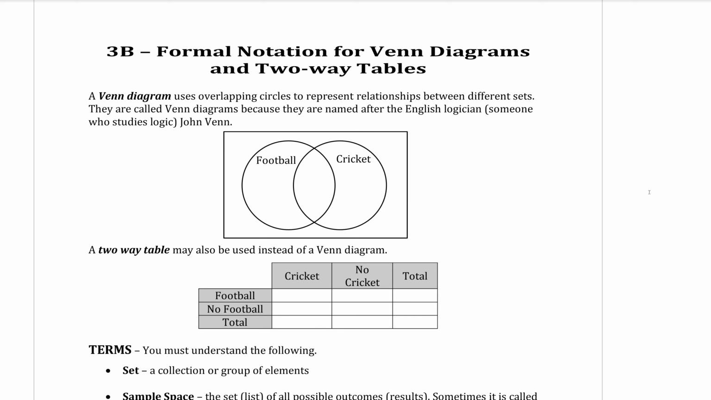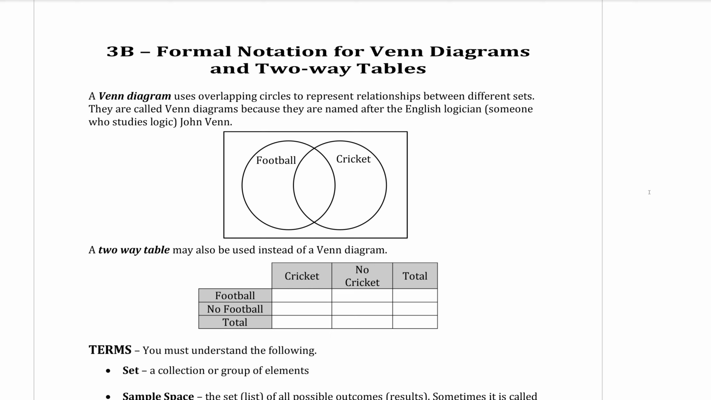The notation that you would remember from last year. So our Venn diagram, here is a drawing of a Venn diagram. There's no numbers in it yet. I'm going to put some in there in a minute. A Venn diagram uses overlapping circles to represent the relationships between different sets. So the two sets that we're comparing in this one are going to be football and cricket.